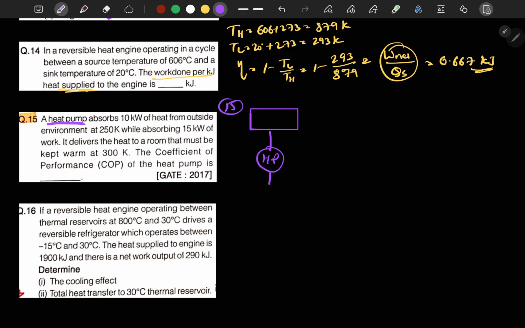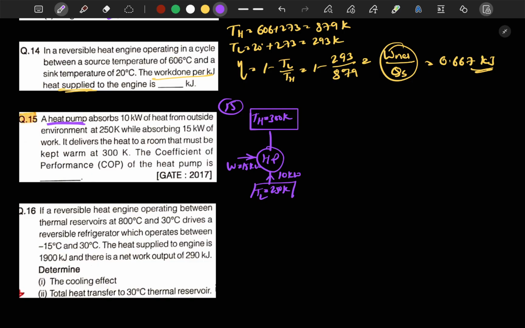It is operating between two reservoirs, so let's say this is TH and this is TL, and it is given that the heat pump absorbs 100 kilowatt heat from the outside environment, which is at 250 Kelvin. So it absorbs 10 kilowatt of heat from the environment, and while absorbing 15 kilowatt of work, so it is also absorbing work of 15 kilowatt, and it delivers the heat to the room, which must be kept warm at 300 Kelvin.